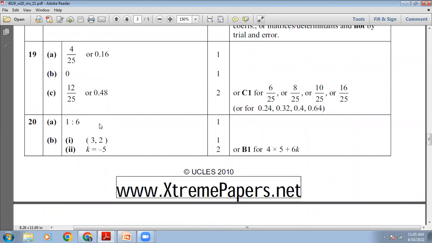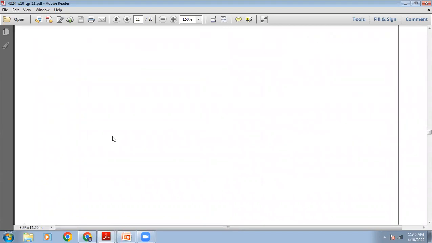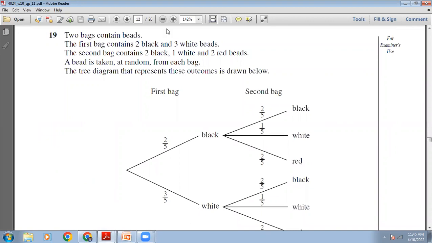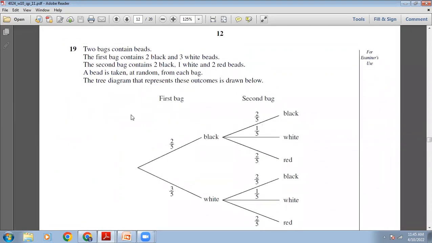Okay, so we are going to the next question. The next question is question number 19. The question is, 2 bags contain beads. The first bag contains 2 black and 3 white beads. The second bag contains 2 black, 1 white, and 2 red beads. A bead is taken at random from each bag. The tree diagram that represents these outcomes is drawn below.